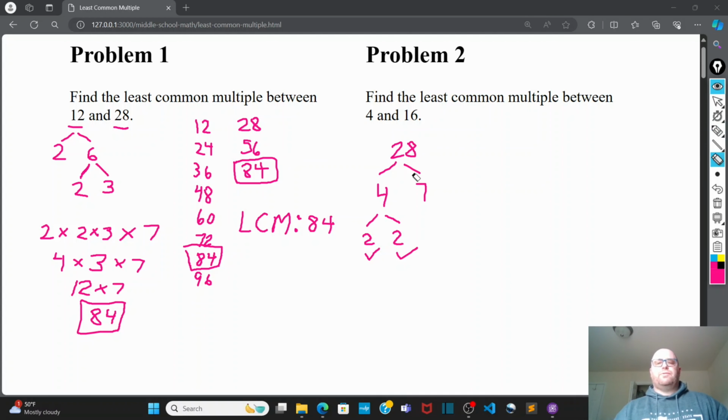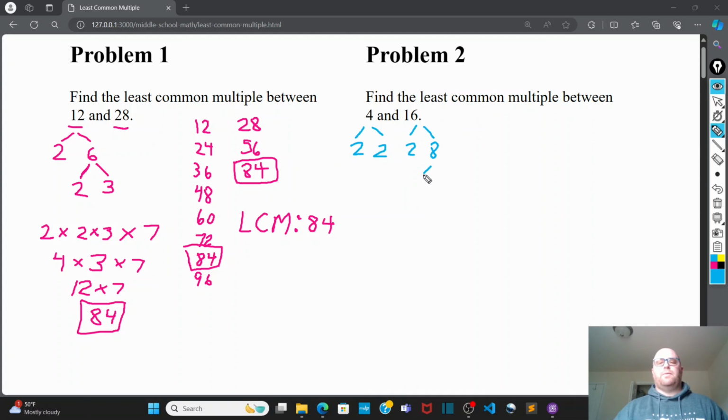Okay, so let's do the second method. We'll do the second method, the prime factor method, with this next one with 4 and 16. I'm just going to start listing the prime factors of 4, which are 2 times 2. And then we can do 2 times 8 for 16, which can break apart to 2 times 4. And then 4 can break apart to 2 times 2. All right, so 16 has 4 2's multiplied together.